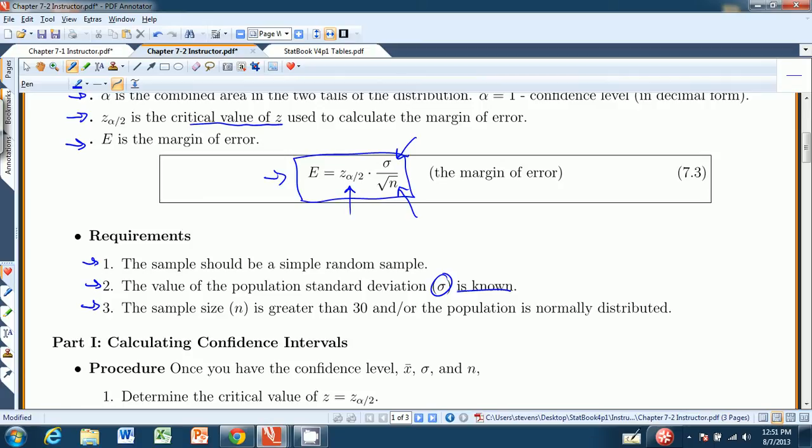The sample size, n, is greater than 30 or the population is normally distributed. Actually, and/or. You can have both if you'd like. So if you know that the population is normally distributed, you can use small sample sizes. But if you don't know that the population is normally distributed, you need a sample size of 30 or bigger.